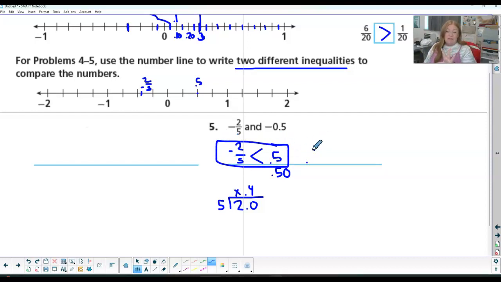Now I need to flip it and write it backwards. So I'm going to start with the 5/10. The bigger side is facing the 5, and then compare it to negative 2/5. So I just write it forwards, then backwards. When it's farther to the right, it's going to be bigger.